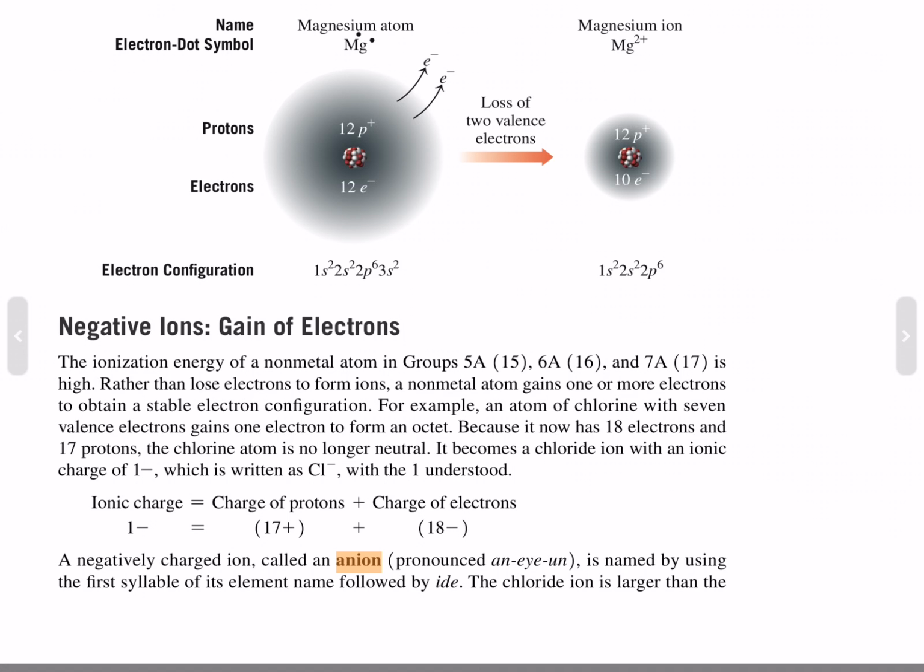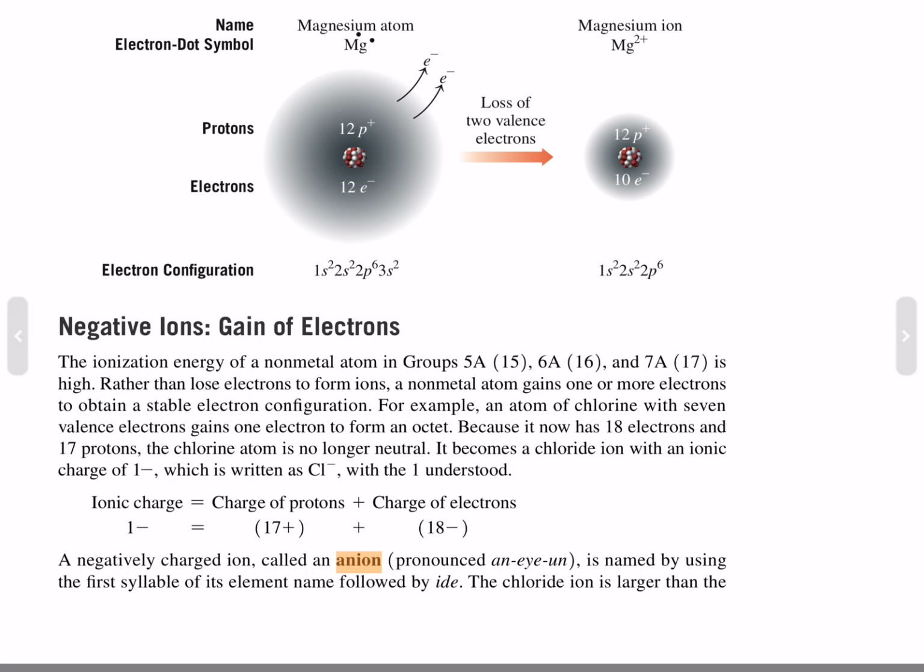Because it now has 18 electrons and 17 protons, the chlorine atom is no longer neutral. It becomes a chloride ion with an ionic charge of -1, which is written as Cl negative, with the 1 understood. The ionic charge is 17 protons minus 18 electrons. They add up to -1, or summing 18 electrons and 17 positives.